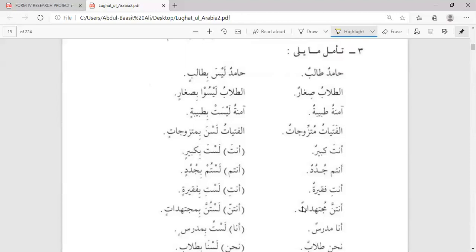So we change it here. Lastunna bimujtahidatin. That you, plural, feminine, are not hardworking. The last two here. Ana mudarrisun. Lastu bimudarrisin. Nahnu tullabun. Lasna bitullabin. So the important thing here is to see how it changes. Laisa changes in the different forms with the different pronouns: masculine, feminine, singular, plural, first person, second person, third person. Any questions about this so far?